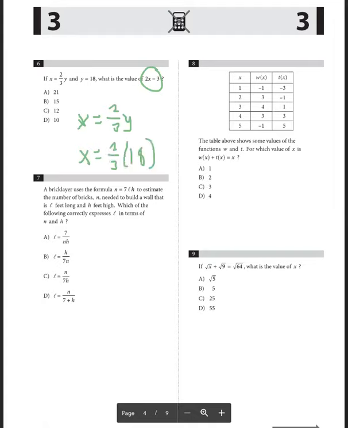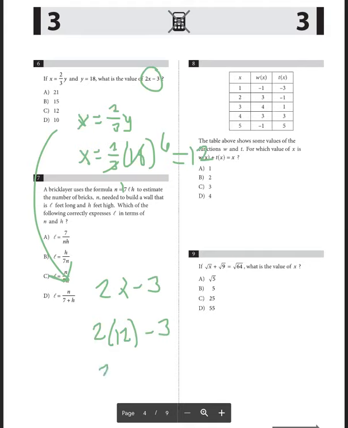I noticed that these two can cancel, 3 and 18. So this is a 6. That's a 1. So x is equal to 12. Then all you have to do is plug it in to the 2x minus 3. 2 times 12 minus 3. You have 24 minus 3, and that's 21. So the answer is A, 21.